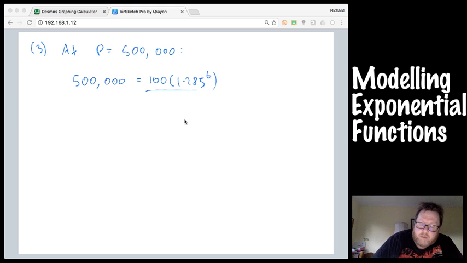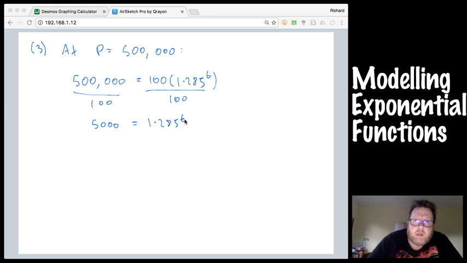So if I first divide both sides by 100, I get 5,000, I hope, yep, equals 1.285^t. And then we're going to use our logarithm knowledge. So we know from our logarithm definition that if a to the power of b equals c, then log base a of c equals b. Okay, so I just put those there in red so we can match them up, right?